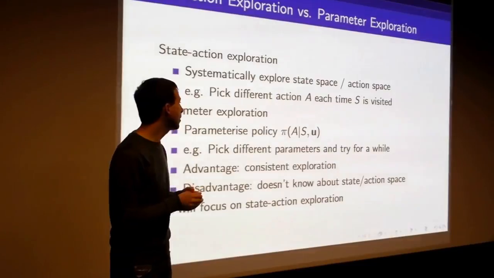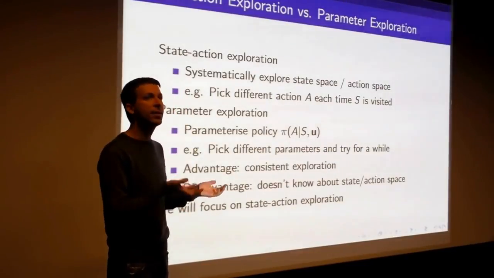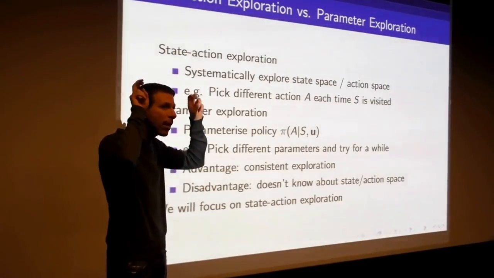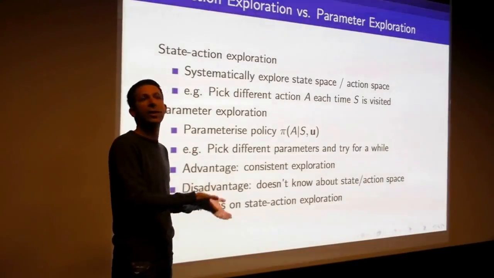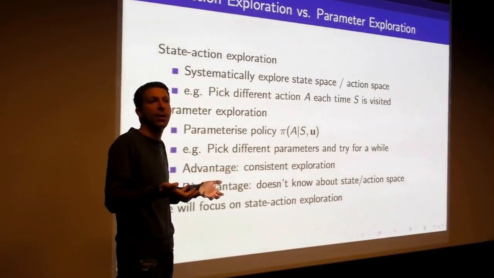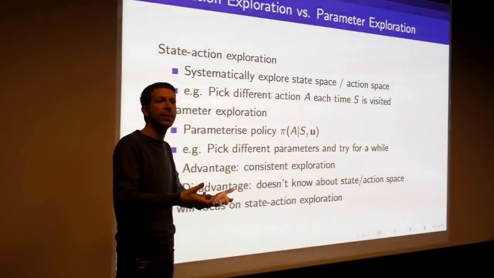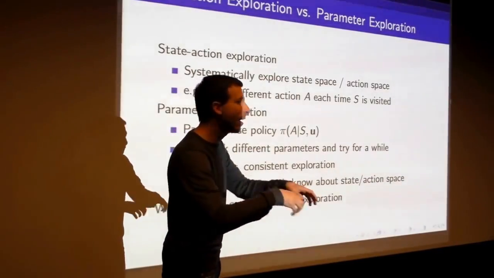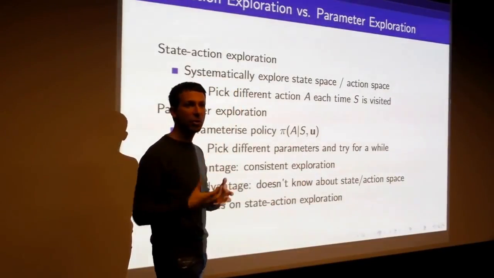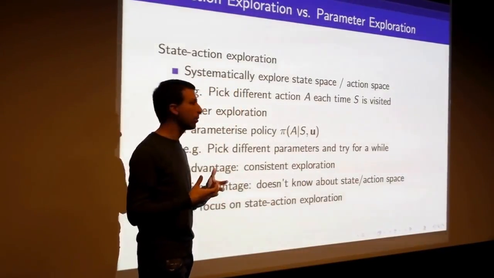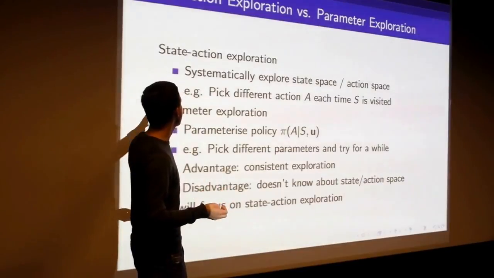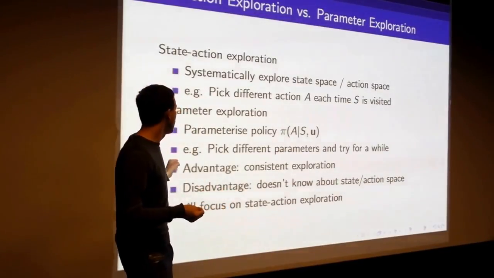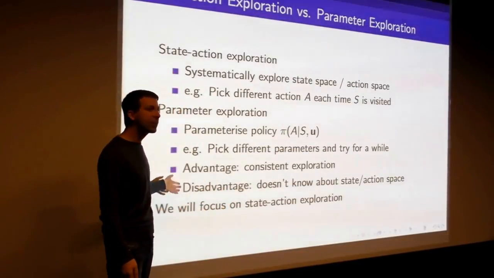What you can do is try some parameters for a while and see how they do. Exploration could mean to say, well, let's try some different parameters from the ones we believe are best right now. Let's drop down a robot with a slightly different walk, see what happens, see how fast it moves, and go back and try it again. So I call this parameter exploration as opposed to state action exploration. And it has some advantages and disadvantages.